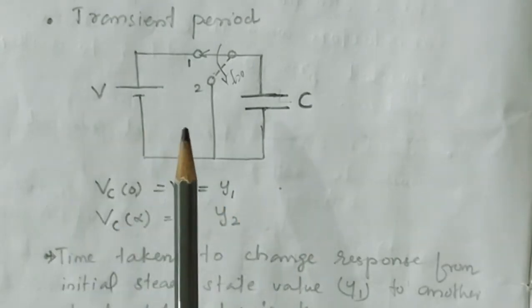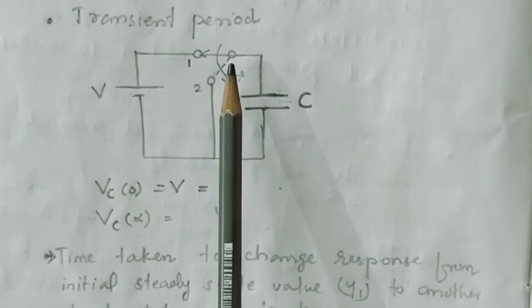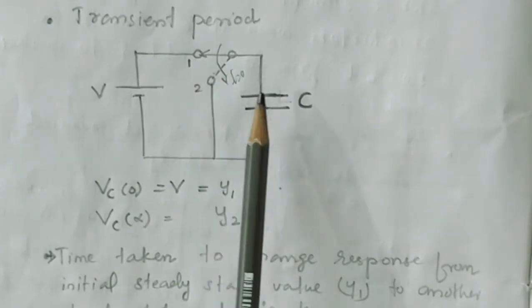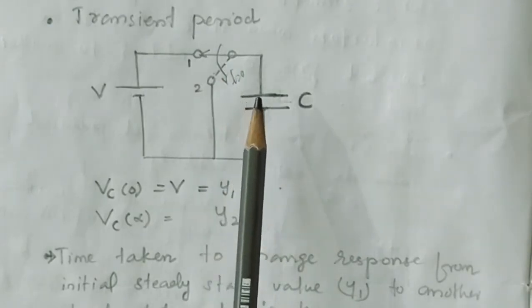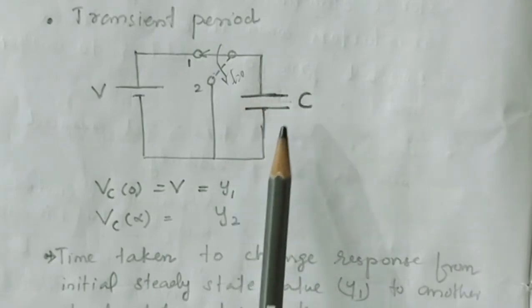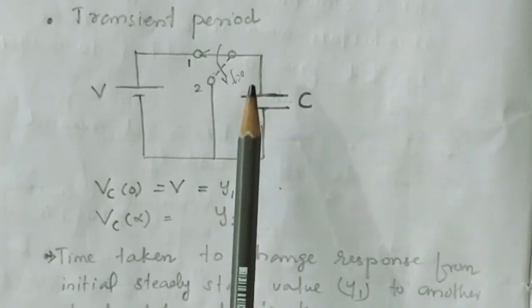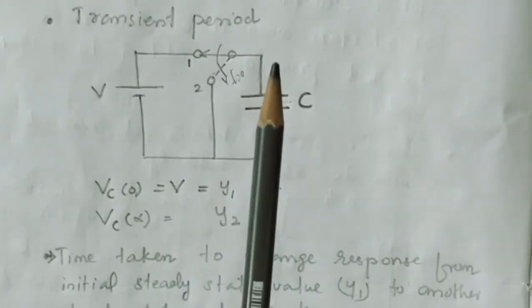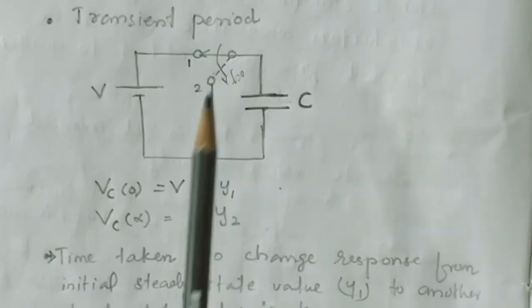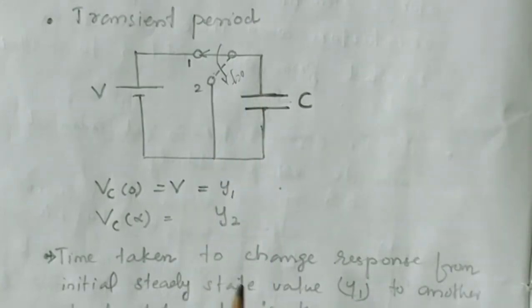As t tends to infinity, what happens immediately after the switch is closed, the voltage across the capacitor is 0. Due to the charge available, the initial voltage available in the capacitor acts as the source and circulates current. Finally, it attains a new value as t tends to infinity. You can say it as y2. So what is transient period?